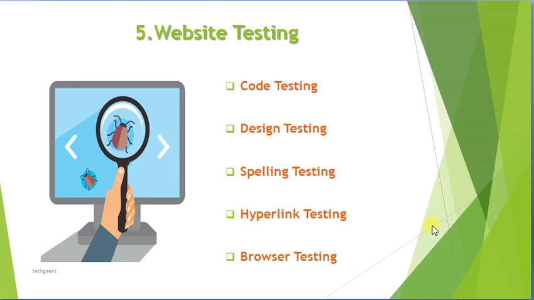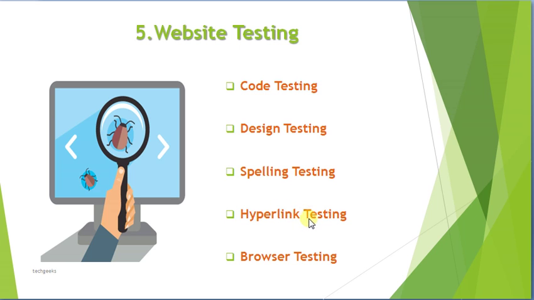In website testing, there are many types of testing. One is code testing, design testing, spelling testing, hyperlink testing, and browser testing. Code testing tests that all languages conform to accepted code standards. Design testing tests that all pages conform to the website's preferred layouts and design. The next one is spelling testing. This tests that HTML and other code have been inserted in an optimal manner.